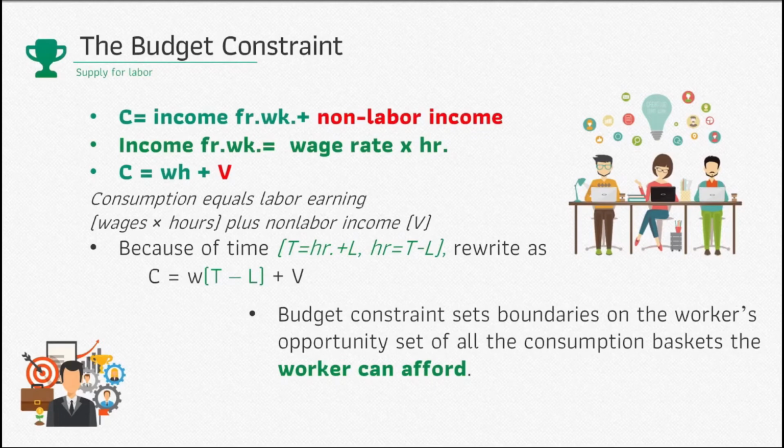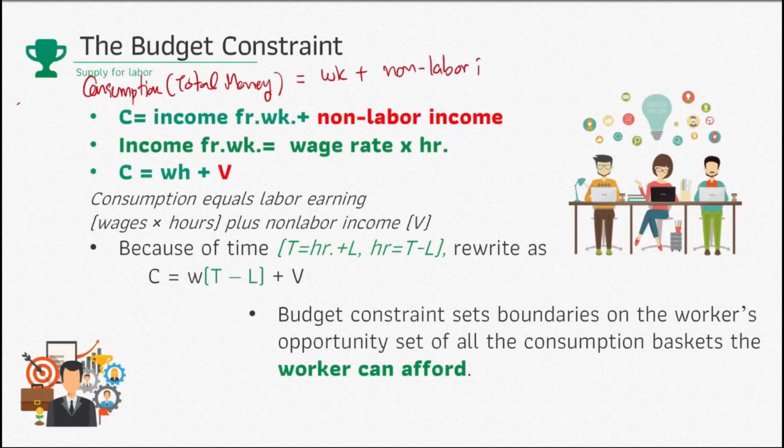C is income from work plus non-labor income. Okay, consumption is the total money. The total money comes from work and from non-labor income. Non-labor income comes from other sources, right? Other, such as from the government.